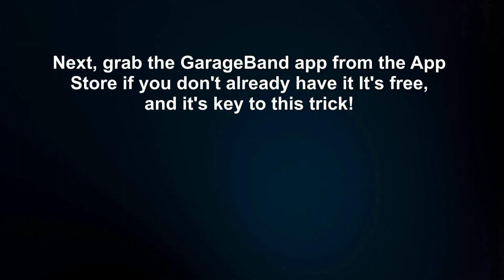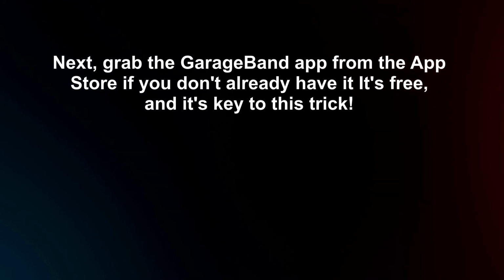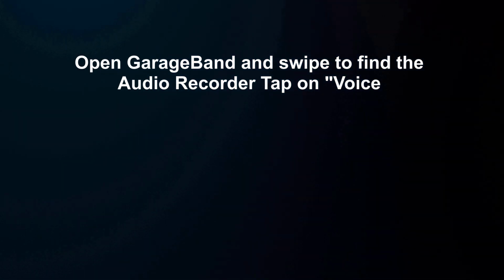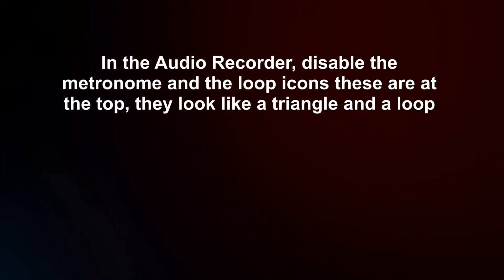Next, grab the GarageBand app from the App Store. If you don't already have it, it's free. And it's key to this trick. Open GarageBand and swipe to find the audio recorder. Tap on voice. In the audio recorder, disable the metronome and the loop icons.